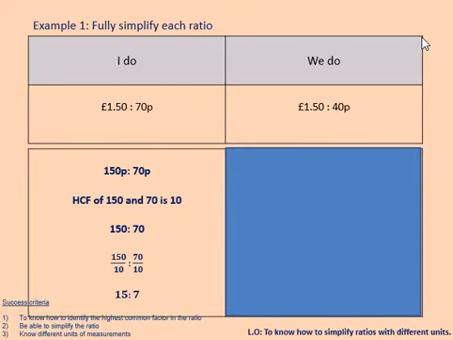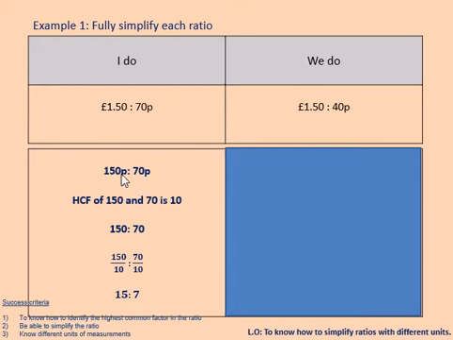So the first step is to convert both of these to the same units. Okay, so we've got pounds and we've got pence. So let's convert both of these to pence to start off with. So £1.50 is 150p, and then 70p stays the same because that was already in pence.